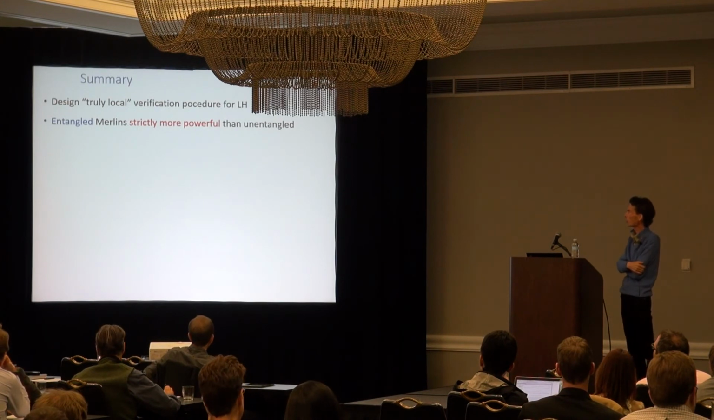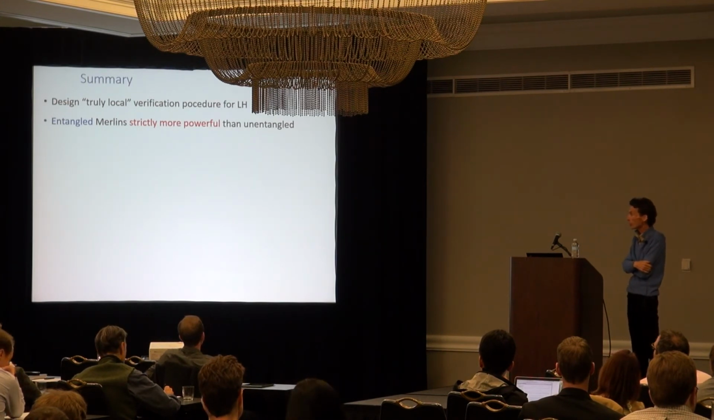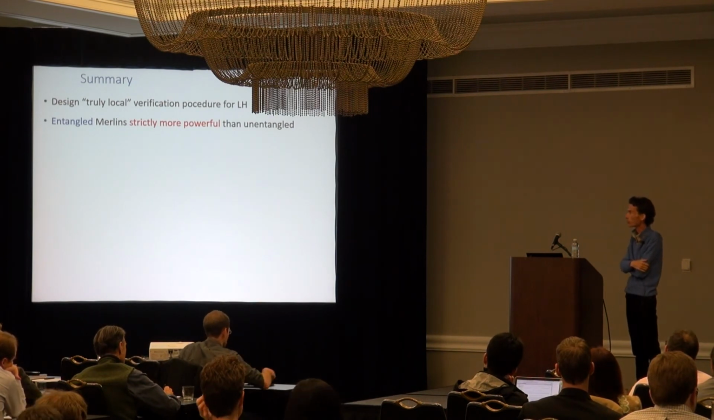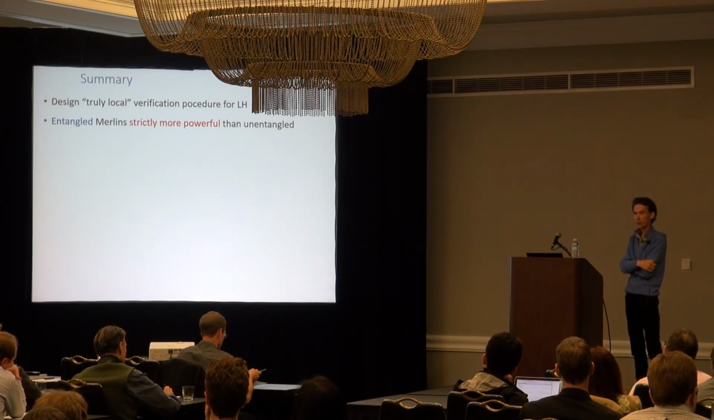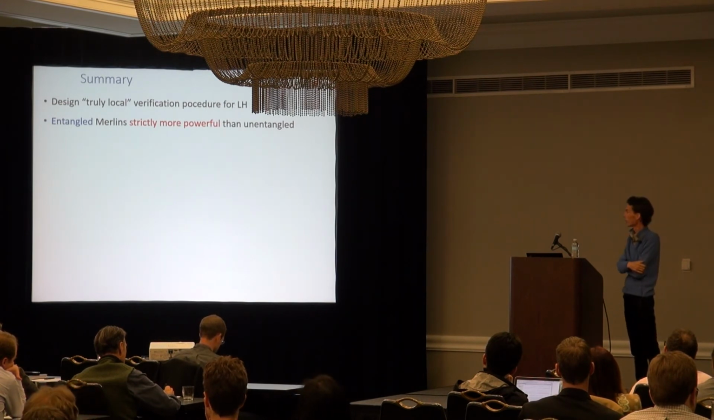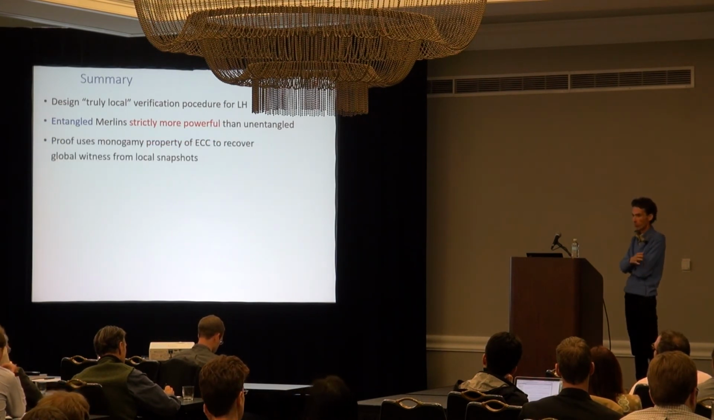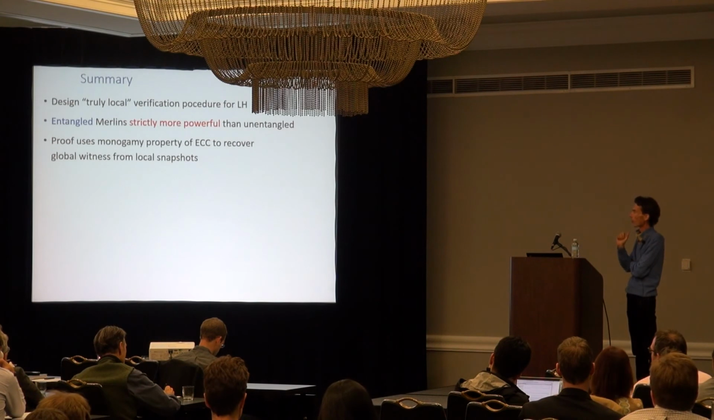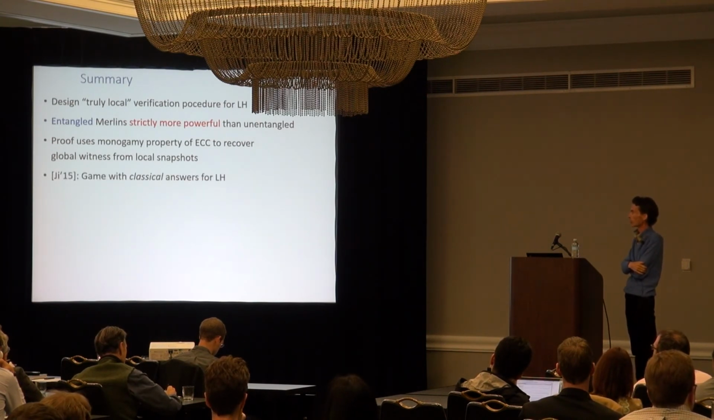An interesting consequence is that the fact that I give entanglement to the Merlins in these multiplayer games or interactive proof systems makes them strictly more useful to Arthur than they were known to be before. And the proof uses these error-correcting codes in an interesting way. Depending how you look at it, you can also see this as a way to use monogamy of entanglement. So there's been follow-up work on what I presented.